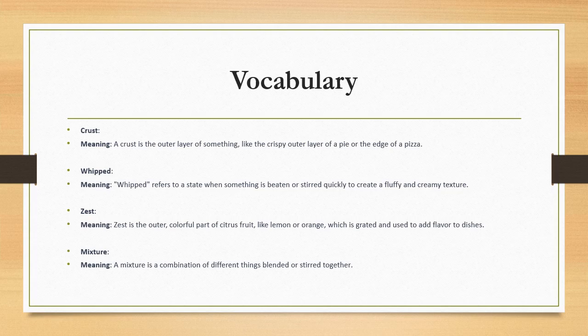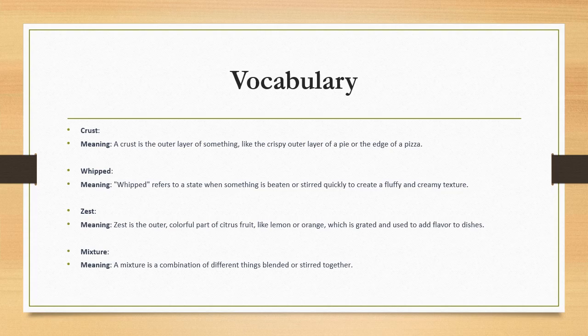Our next word is whipped. Whipped. Repeat after me. Whipped. So the meaning of whipped refers to a state when something is beaten or stirred quickly to create a fluffy and creamy texture. Let me read that one more time. The meaning of whip refers to a state when something is beaten or stirred quickly to create a fluffy and creamy texture.